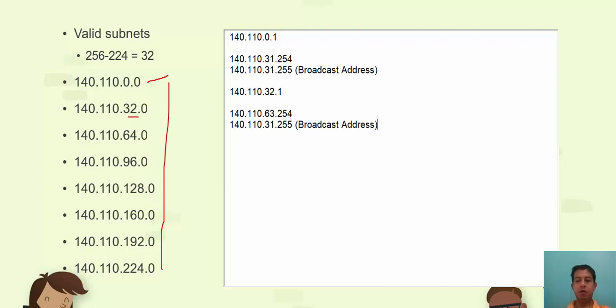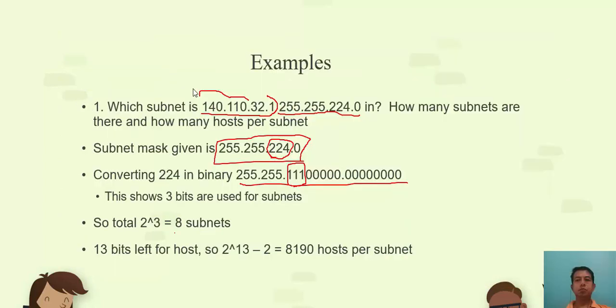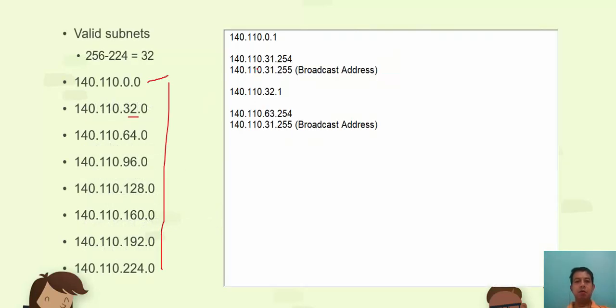Now let us go back to the original question. The original question was in which subnet this particular IP address belongs to. Now look at this IP address. The IP address is 140.110.32.1. Now you have to simply see in which subnet this particular IP address will be. 140.110.32.1. So coming back to this, which address is given?